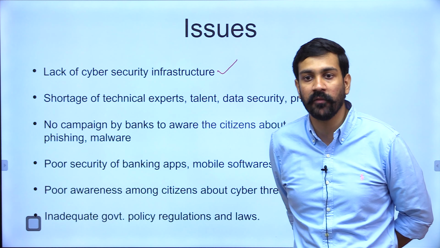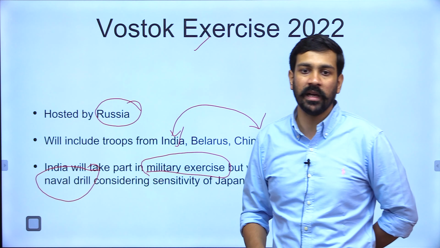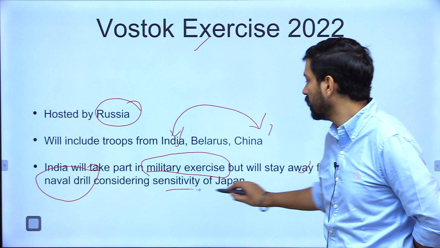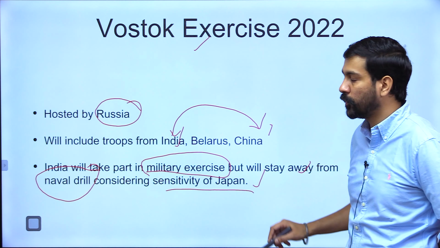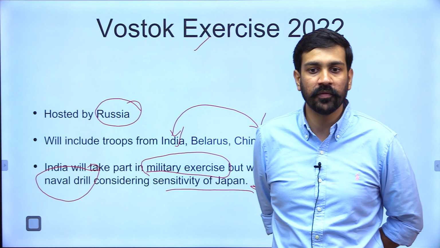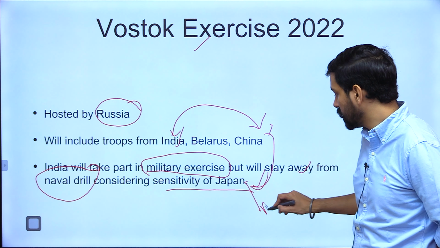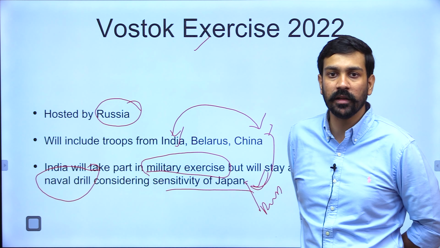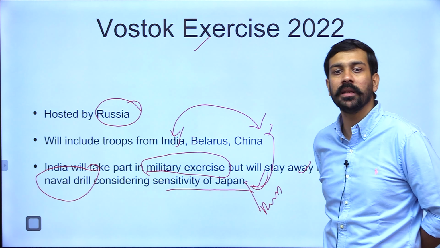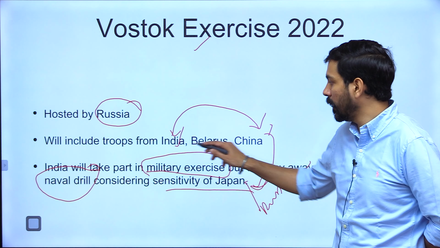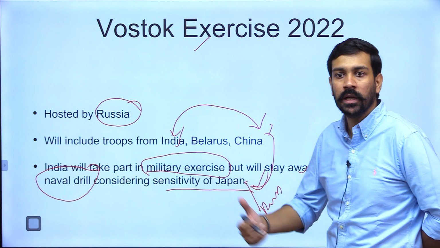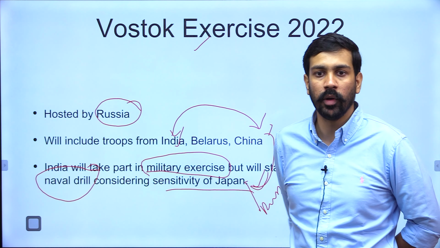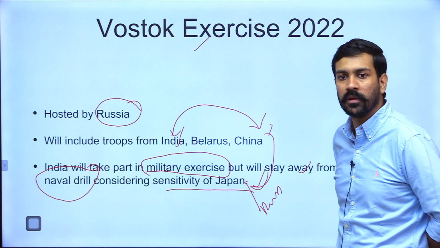India will be a part of that contingent, but it will stay away from the naval drills. It will not take part in the naval exercises, considering the sensitivity of Japan, because we all know that China and Japan do not have an easy relationship. Even China and Russia do not have an easy relationship. That is why India will not be participating in the naval exercises, but it will be a part of the India and China army exercise that will be going on. So this will be helpful for your preliminary exams.